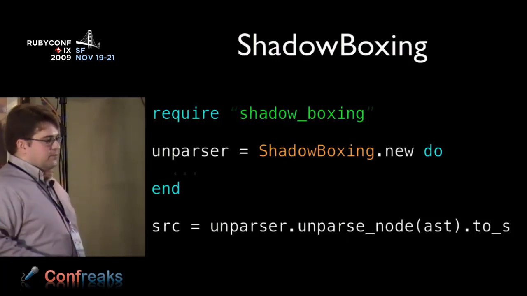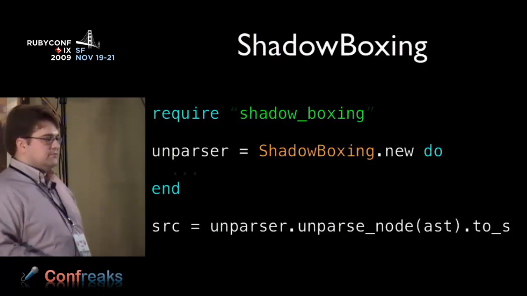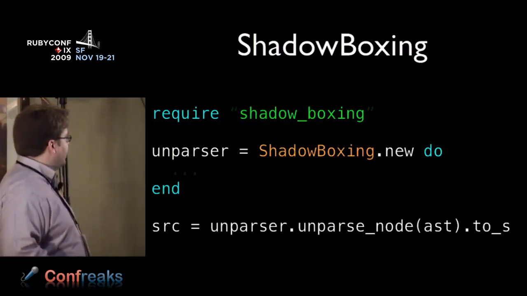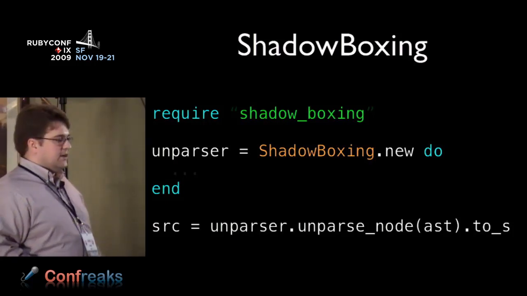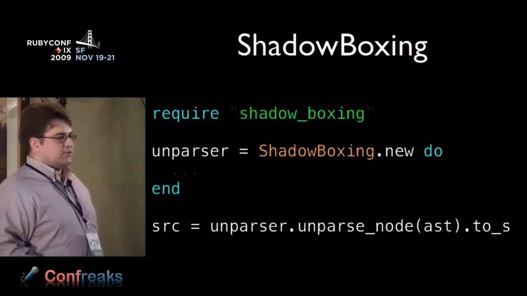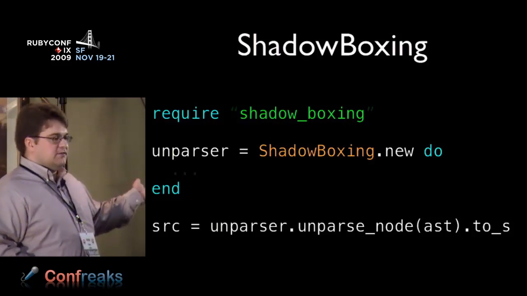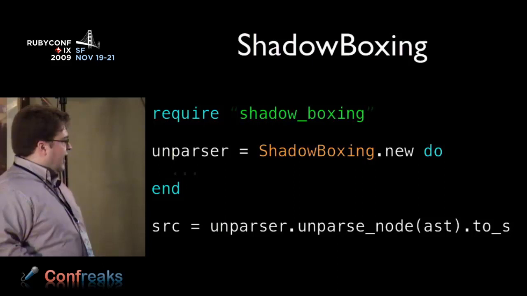And so we can create a pretty simple unparser, just like this, by pulling in our boxing library, starting our unparsing, and then generating our unparser basically as a set of rules, and then using it to unparse. And it's a little bit strange here.